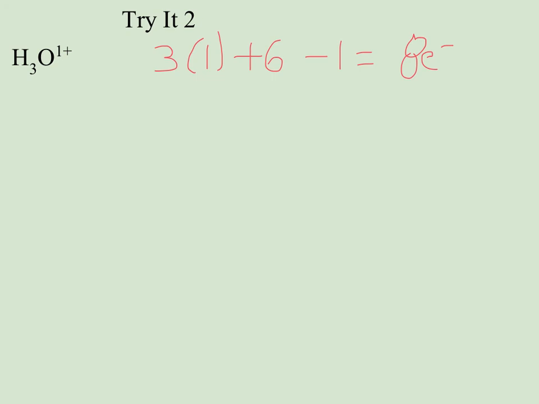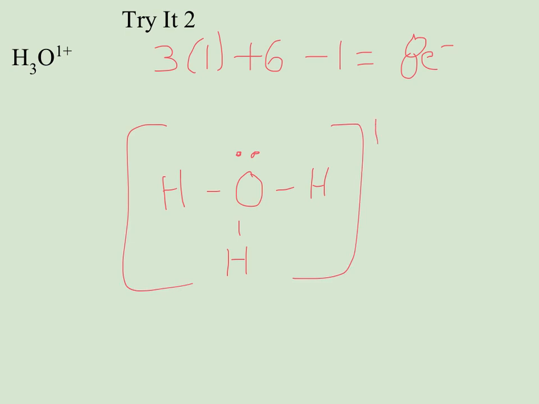H can't be in the center because it can only form 1 bond, so oxygen's the center atom with 3 hydrogens attached. Oxygen needs 1 lone pair for a total of 4 pairs of electrons. Hydrogen's good. I should bracket this and indicate it's lost an electron. And now when I count up, I've got 2, 4, 6, 8 electrons. So again, my structure is good.